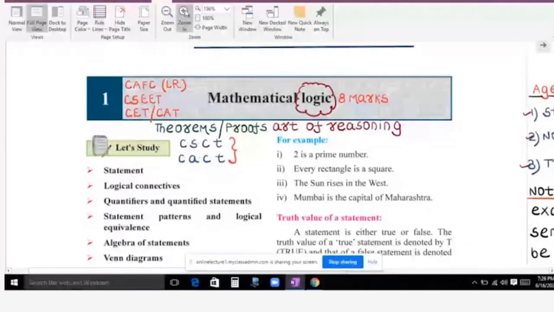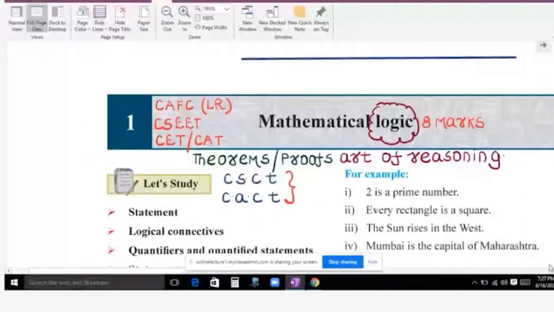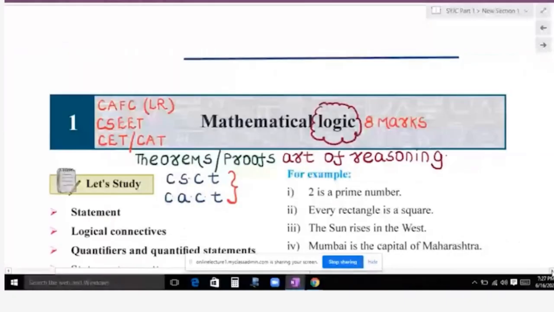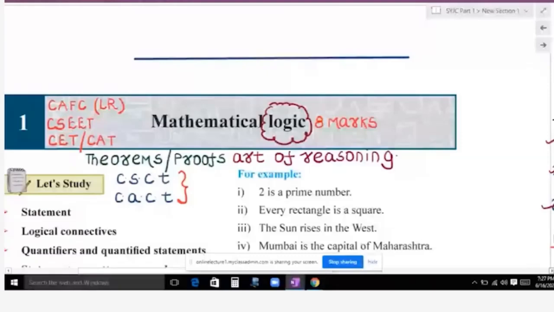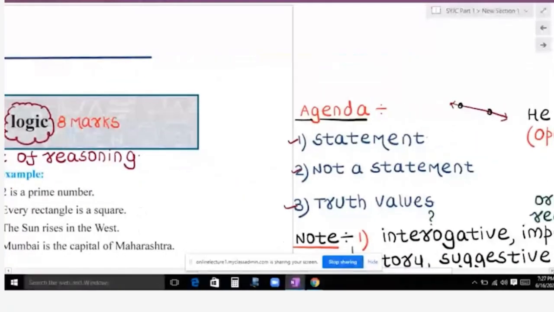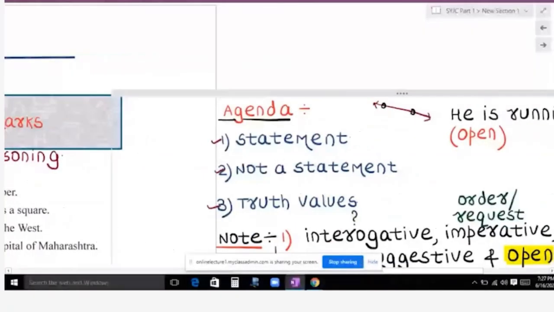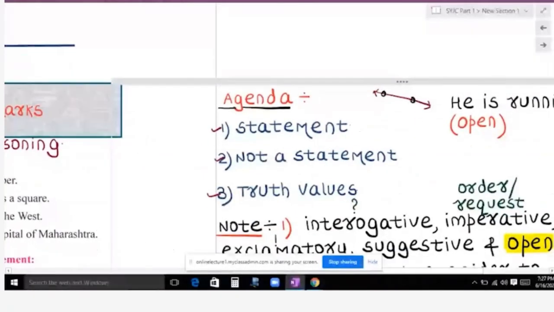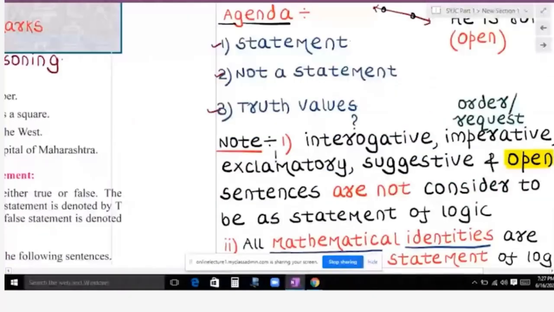Either they will be completely true or they will be completely false. वो कभी भी partially true and partially false नहीं हो सकता.